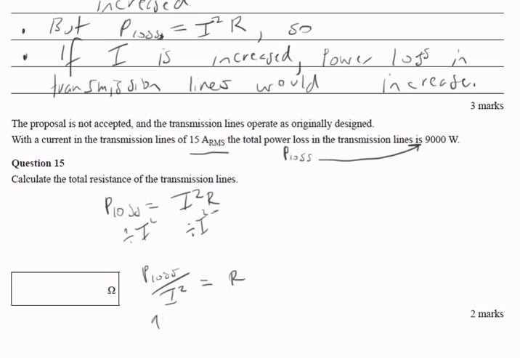Put the numbers in. 9,000 divided by 15 squared equals R, and that is 9,000 divided by 15 squared, which is 225, and you get 40. 40 ohms.